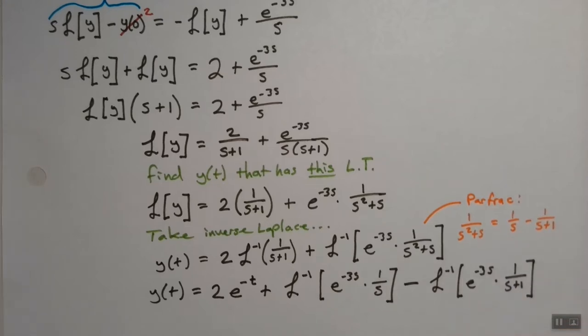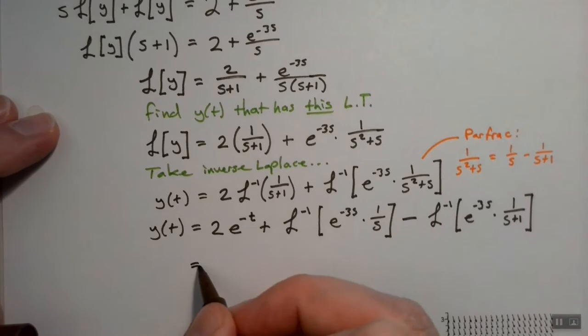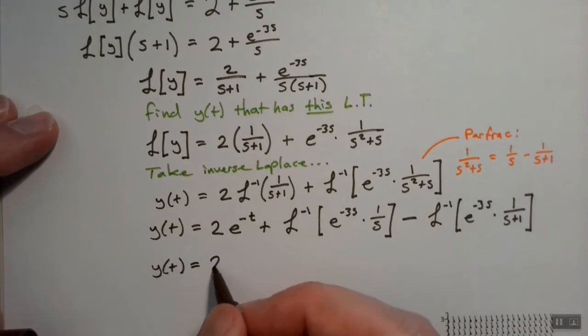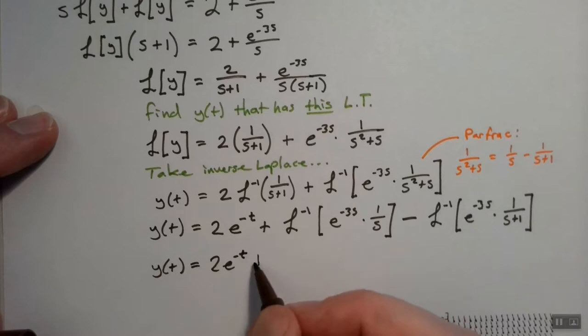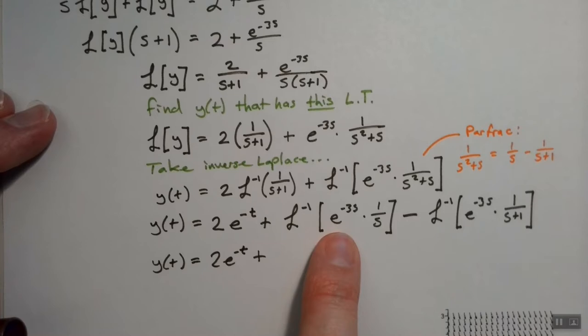Now, those two should look pretty familiar. E to the minus something times s times something that we can actually find the inverse Laplace of. That's screaming that both of these are shifted, right? So this first one is 2e to the minus t, plus this guy is going to be the Heaviside function at 3 times whatever that thing is the Laplace transform of.